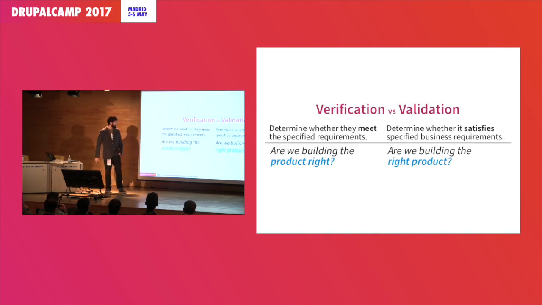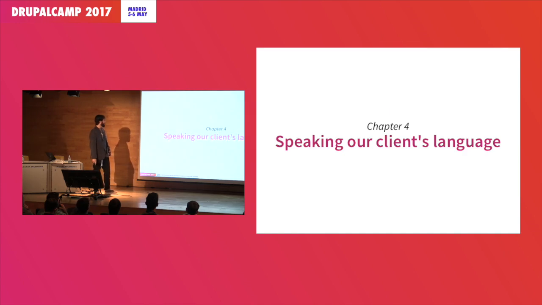With verification, we are checking if the product is right. But with validation, we are checking if we have built the right product, which is the most important thing. It's impossible to build the right product without the knowledge of the client. So, speaking our client's language is the most important thing when we are building software.